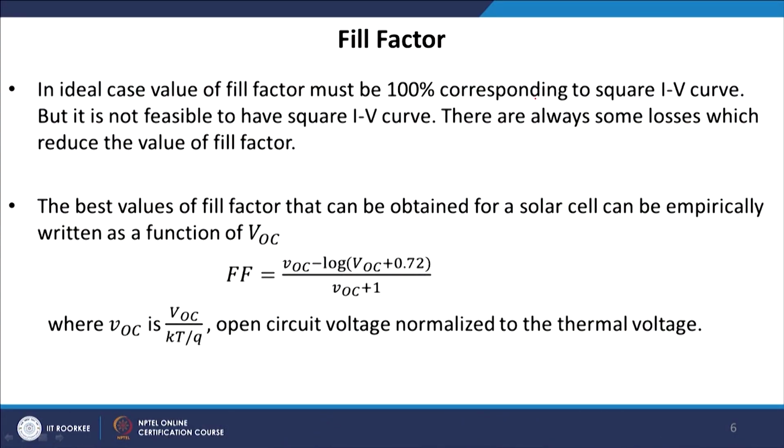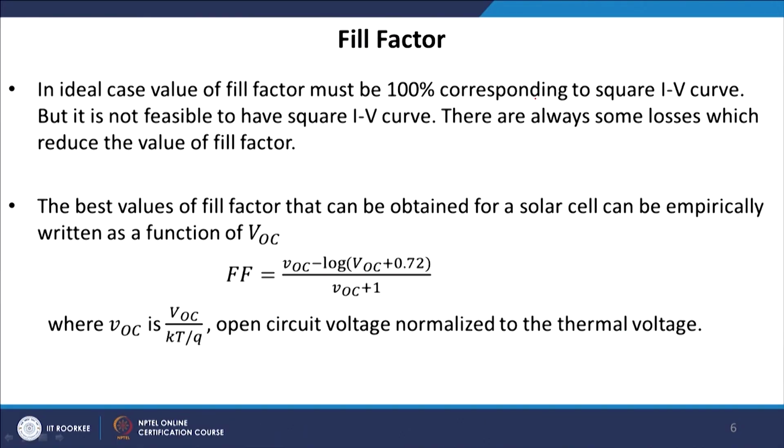Now these are all experimental parameters or experimental factors. Because of that, very often we get a series resistance or shunt resistance in the circuit, and that contributes to the deviation of the IV curve from an ideal IV curve. But it is not feasible to always have a square IV curve. There are always some losses which reduce the value of fill factor. Significantly, if the fill factor value is very low, then the efficiency of the solar cell will also be very low.